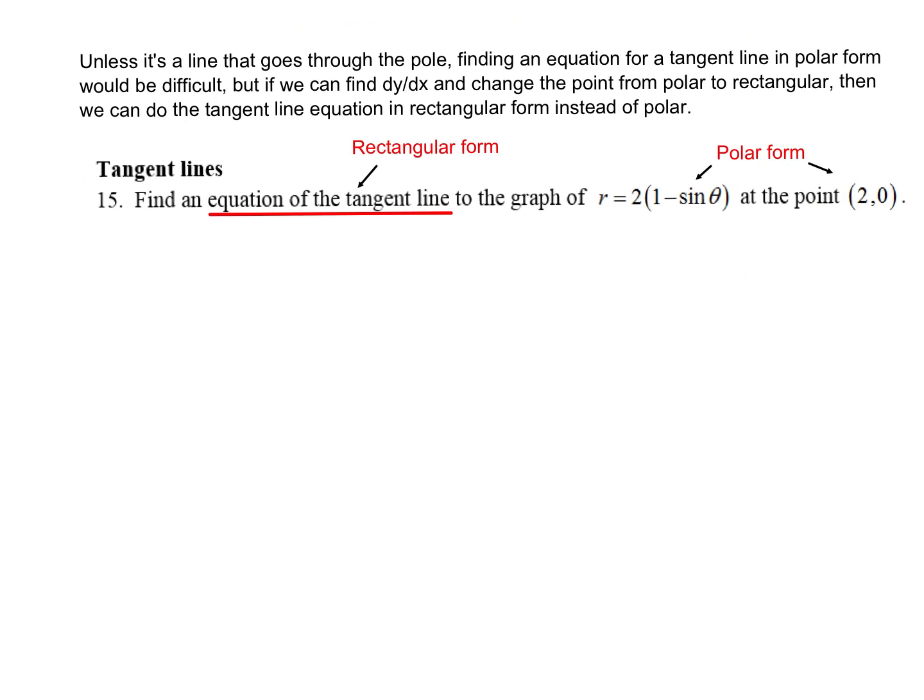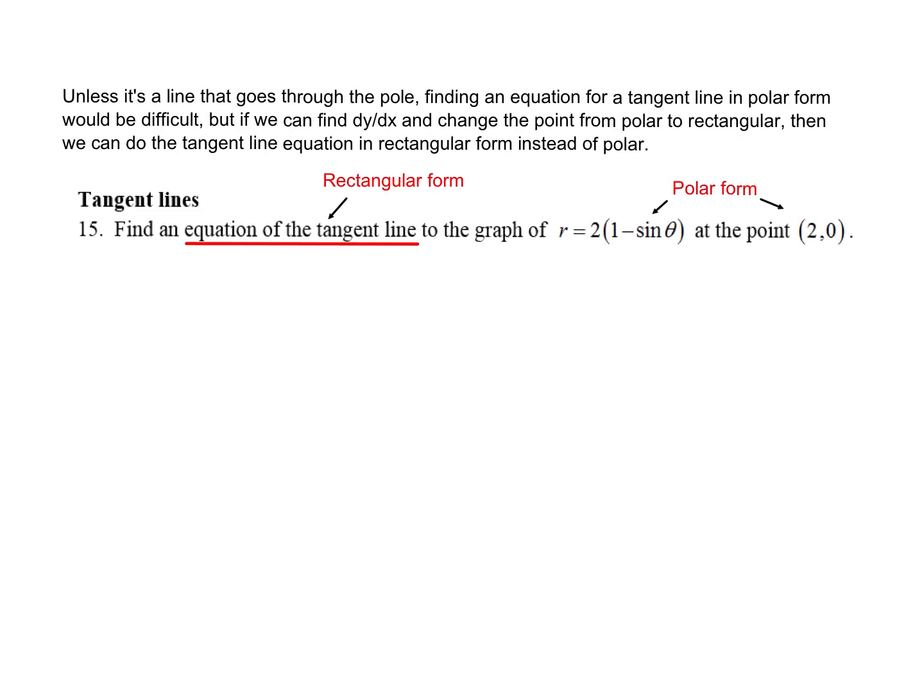So it says again, find the equation. This one says the whole equation. So let's first just start with, let's find the slope of the tangent line. Okay, because to do an equation, we have to have the point and the slope, right?